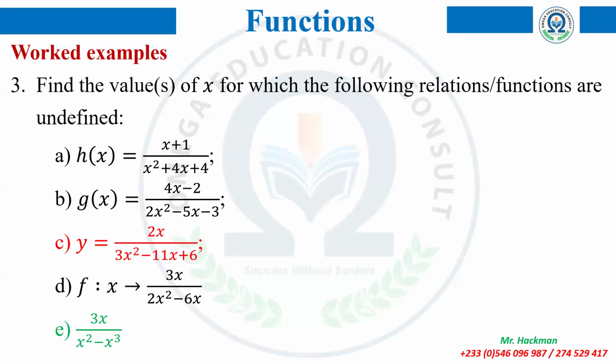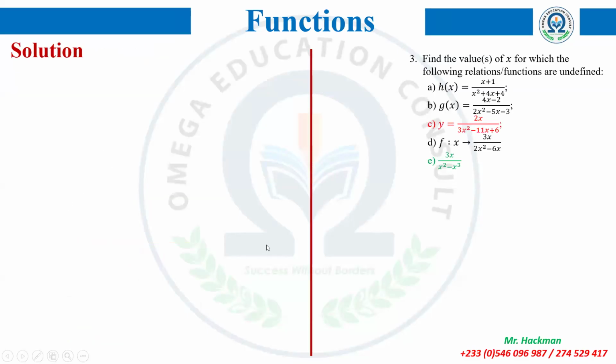So quickly you can see on your screens we have question number 3. We've done questions 1 and 2, so let's look at question 3 that we have here. Now we are supposed to find the value or values of x for which the following relations or functions are undefined. So these are the given relations or functions. Let's go and look at how best to present our solution.